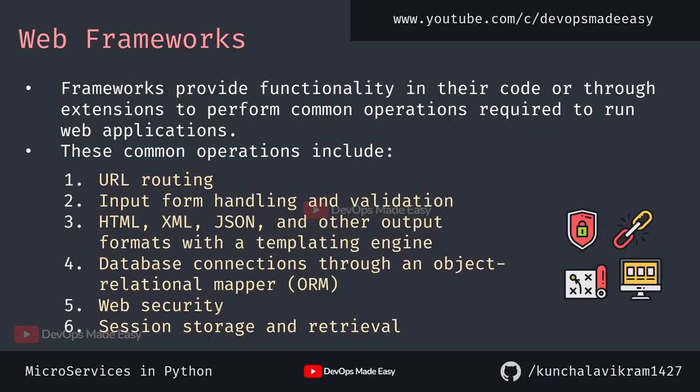A framework will provide various functionalities in the source code or through extensions that make it easy to perform various common operations required to run web applications. The common operations like the URL routing depending upon various URL parameters, and then input form validation and handling, and XML, HTML and JSON output format with the templating engine. We can also have database connections with object relational mapper, which we call ORMs. We can also have web security and session controls, everything baked into web frameworks. So we will be seeing quite a few of these operations in Flask based framework.